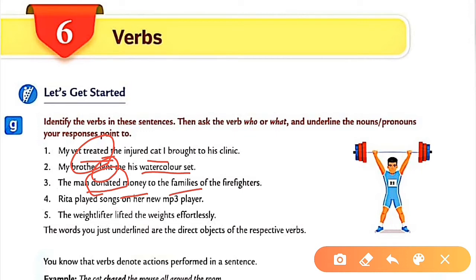Rita played a song on her new MP3 player, and your verb is definitely played. What is she playing? She is playing a song. So song is your noun. Next, number 5, the last one: The weightlifter lifted the weights effortlessly. So your verb is lifted, and weights is your noun. You just underline the direct object of the respective verbs. Next, guys, move on.